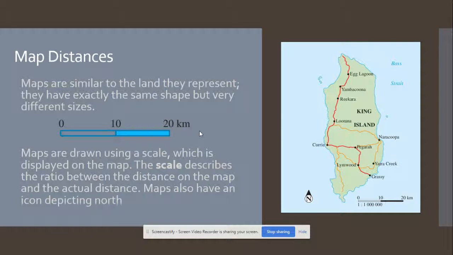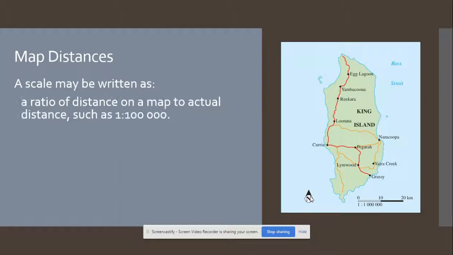Maps are drawn using a scale, which is displayed on the map. So over here, there's the scale. And a scale describes the ratio between the distance on the map and the actual distance on the land. And maps also have an icon depicting where north is. So over here, you can see north is that direction.